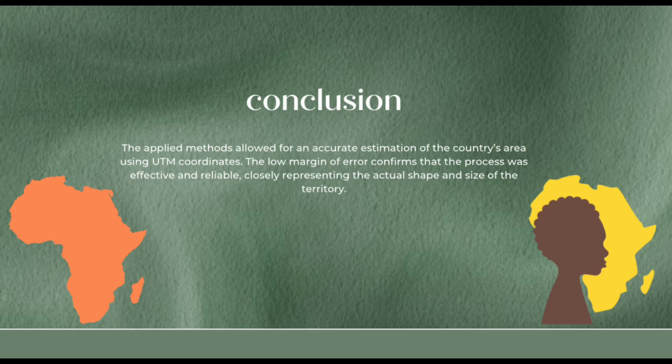The final conclusion. In this project we successfully estimated the area of the country using UTM coordinates and the numerical integration method. The conversion from geographic coordinates to UTM, along with the application of mathematical processes such as the planar coordinates area formula, allowed us to obtain a result very close to the real value, which demonstrates that the methodology used was both appropriate and relevant. Additionally, the analysis made it possible to graphically represent the country's shape with accuracy, confirming the effectiveness of the process.